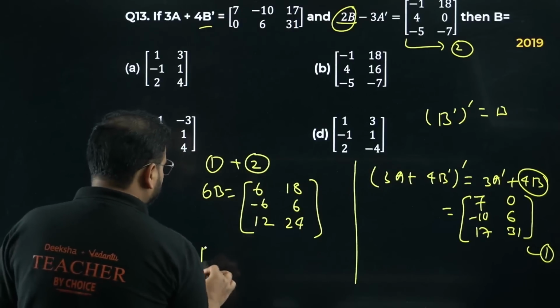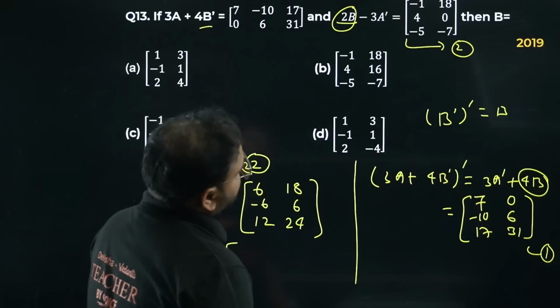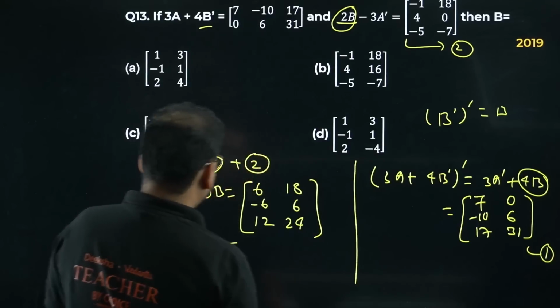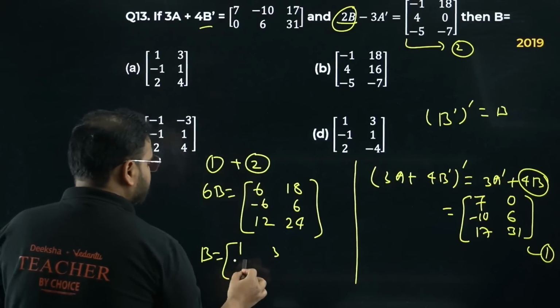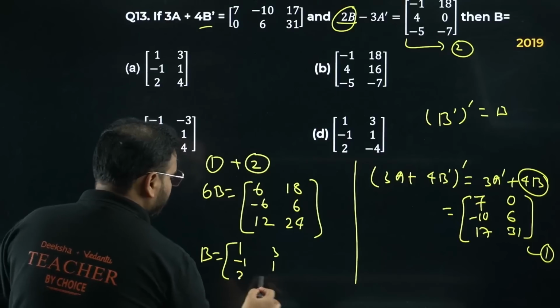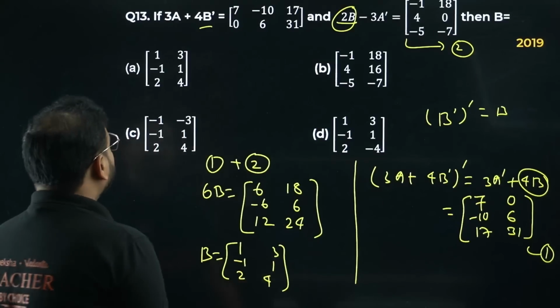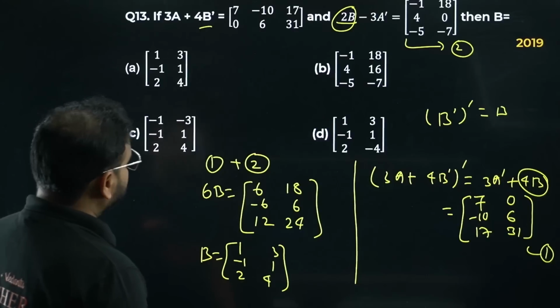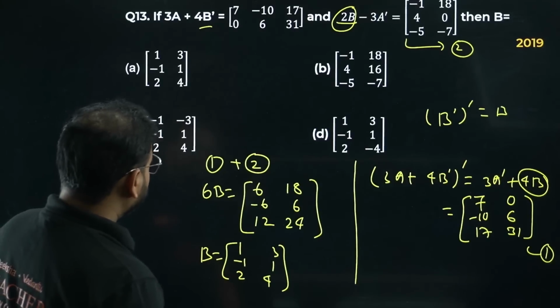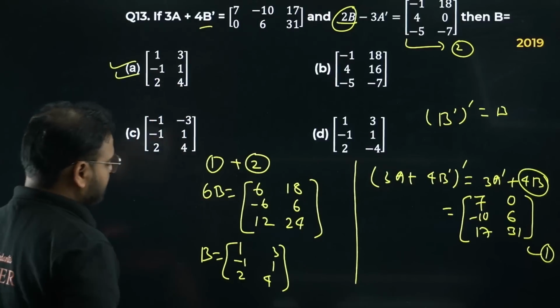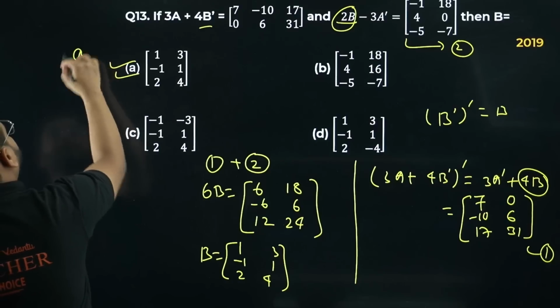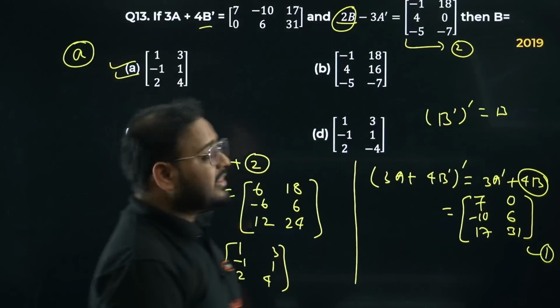So I get the value of B as 1, 3, minus 1, 1, 2 and 4. That is 1, minus 1, 2, 3, 1, 4. Option A is correct, no? 1, minus 1, 2, 3, 1, 4. Option A is correct. Please check. Option A is correct. 2019 again.